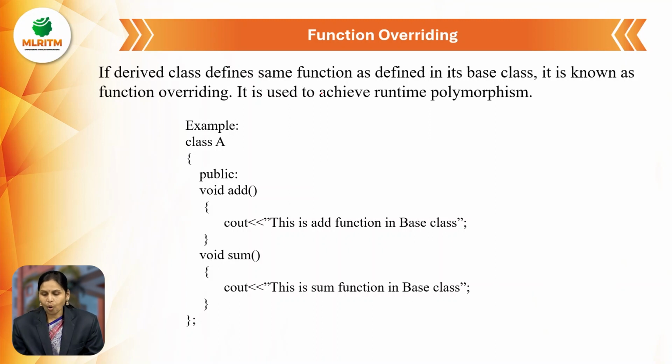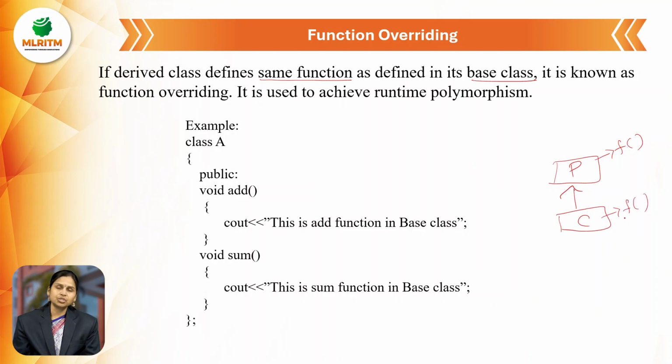Next, in function overriding, the derived class defines the same function as defined in the base class. Base class and derived class are two related words used in inheritance. Derived class is nothing but the child class. Base class is nothing but the parent class. So the child is derived from the parent. The meaning of this sentence is that the same function used in the parent is used in the child also.